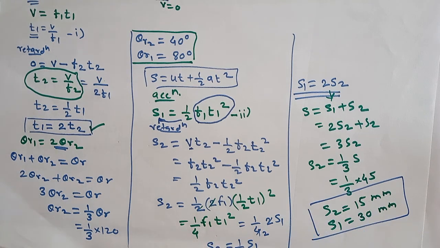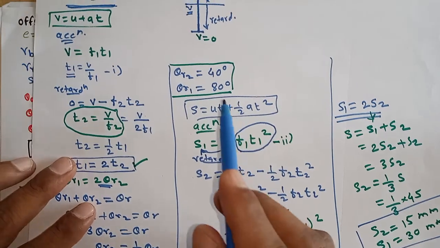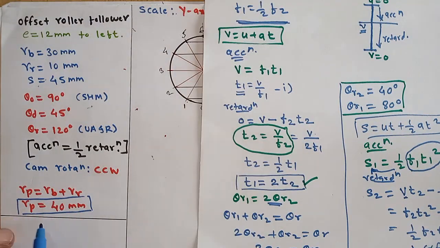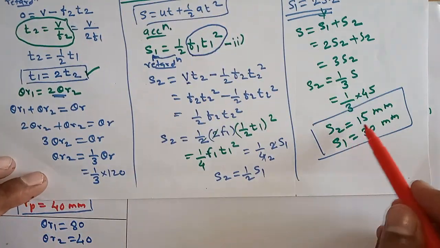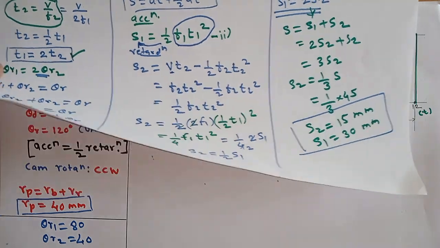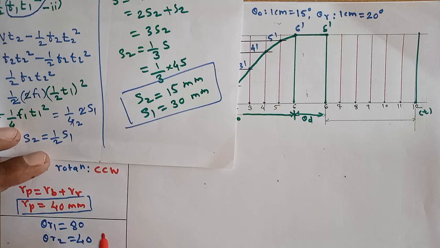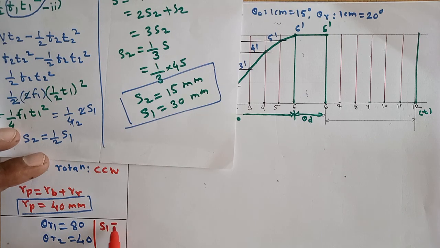So let us note this down. We have theta r1 80 and theta r2 40. Next we have s1 30 and s2 15 millimeters.